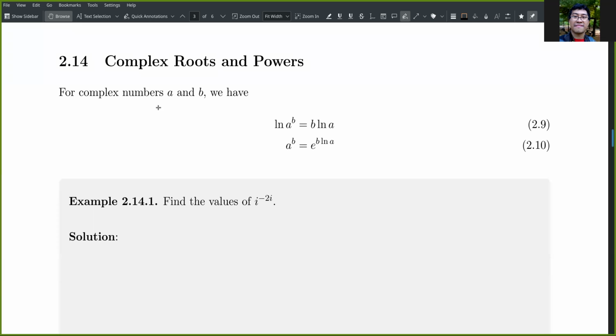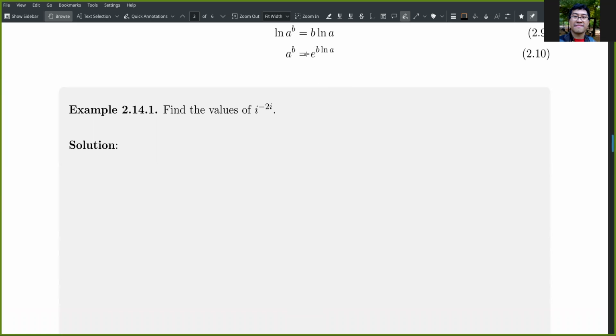Now let's consider complex powers. Suppose you have two complex numbers a and b. If you take ln of a to the power of b, b simply goes down here outside of ln, b ln a. So if you exponentiate both sides, e to the ln of a to the b becomes a to the power of b, and that equals e to the power of b ln a, so that's this one. Okay, we can make use of this to solve for this kind of expression.